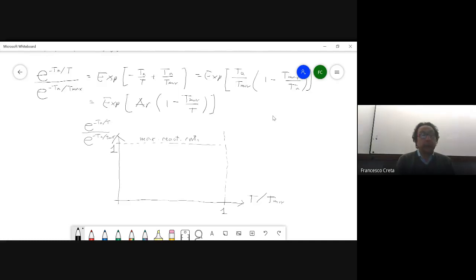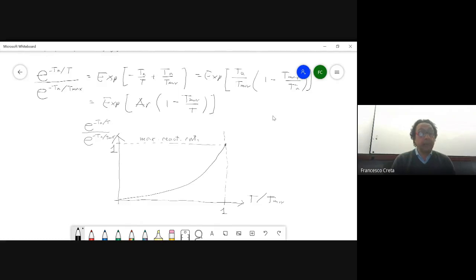Now, clearly, Arrhenius is now a parameter. So if you try and graph this, you have functions which are essentially like this. As the temperature increases and approaches the maximum temperature, the reaction rate clearly increases, and then it will reach a maximum of 1, the maximum possible, exactly at the maximum possible temperature, obviously.